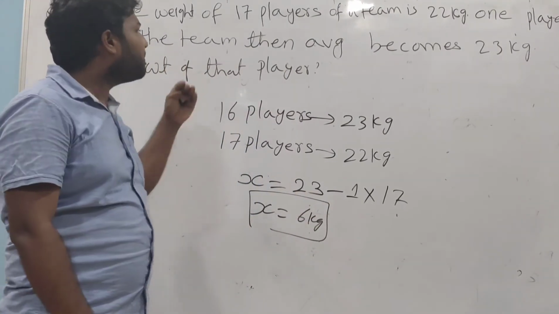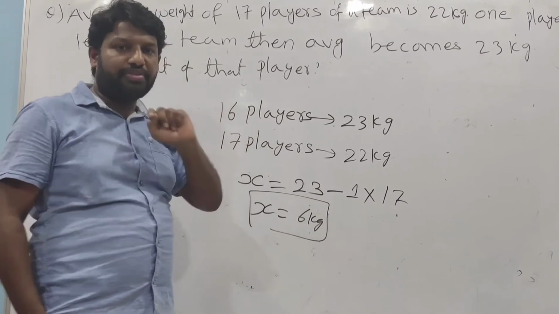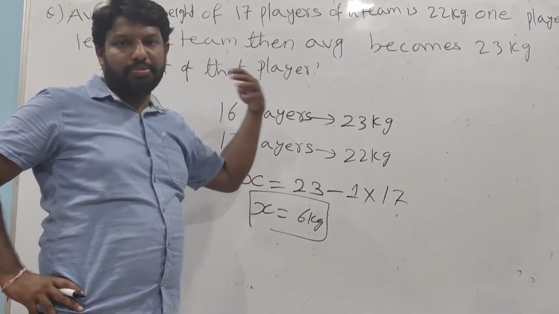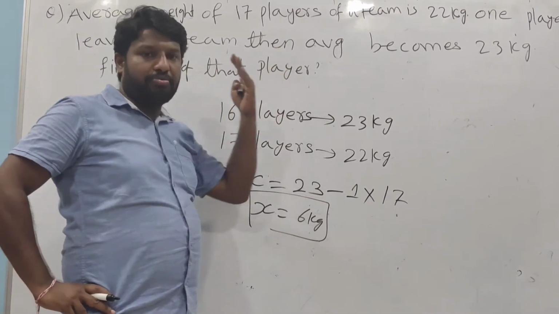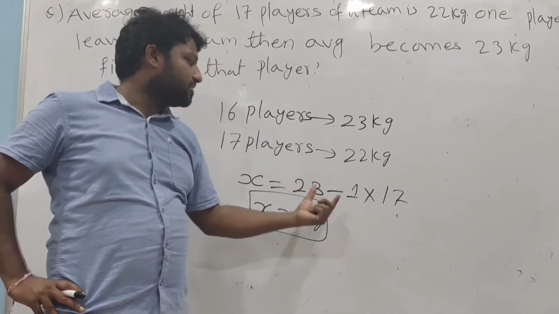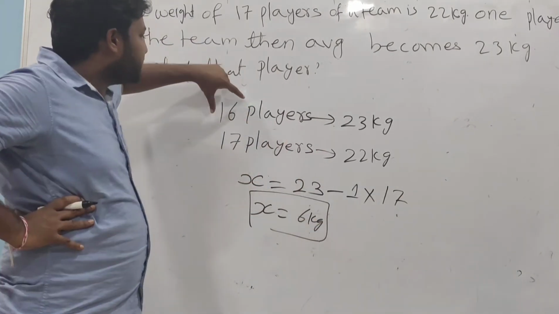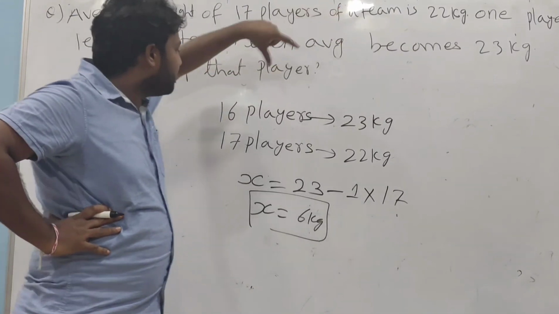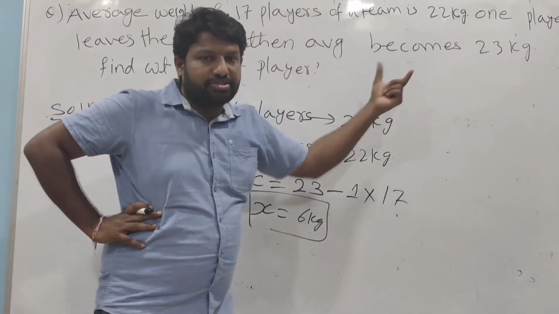Okay. So what am I doing? I am coming from the reverse side. Because I learned only one formula, I am relating all the problems to that one formula. What is that formula? New innings is equal to old average plus or minus change into total innings. Initially 16 players are there, and one player left the group. So I am taking only 16 players. Their average is 23 kg.